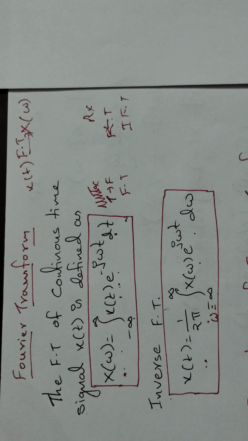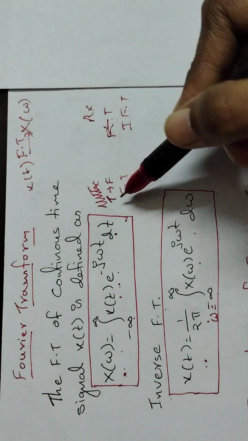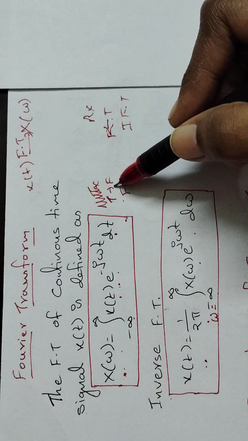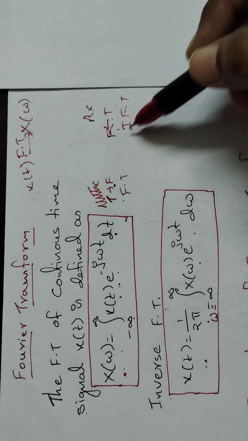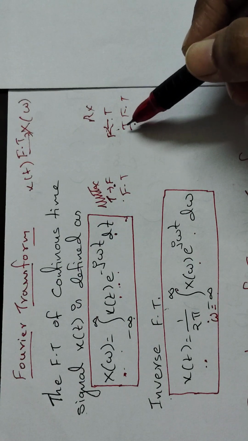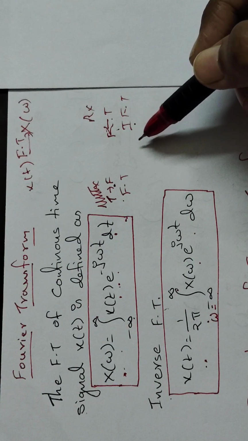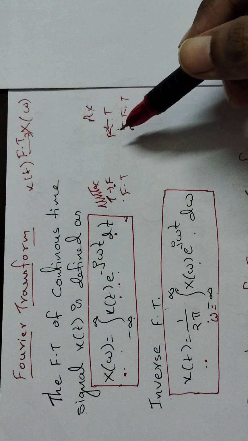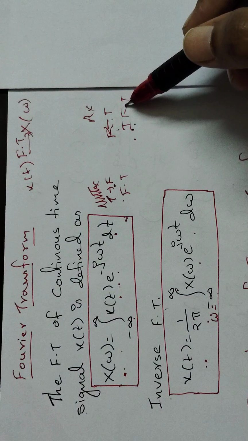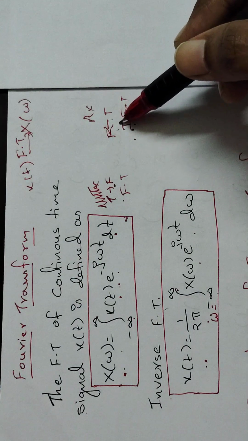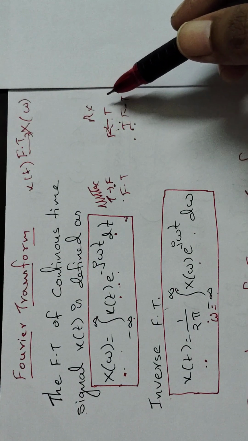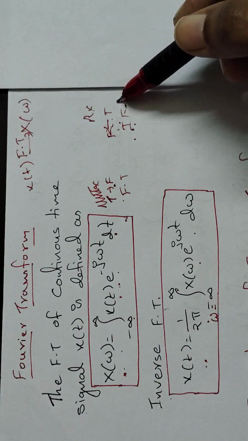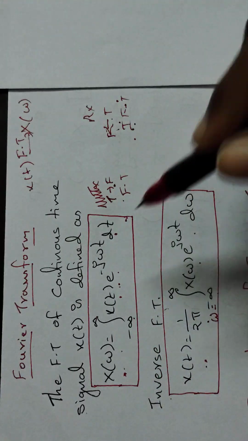The computer system cannot understand the time domain signal, so for that we have to convert from time domain to frequency domain. After processing, after applying inverse Fourier transform, the signal is again converted from frequency domain to time domain. Why? Because the frequency domain signal is not understandable by the users, so we have to convert that signal into a time domain signal. So this is the Fourier transform.